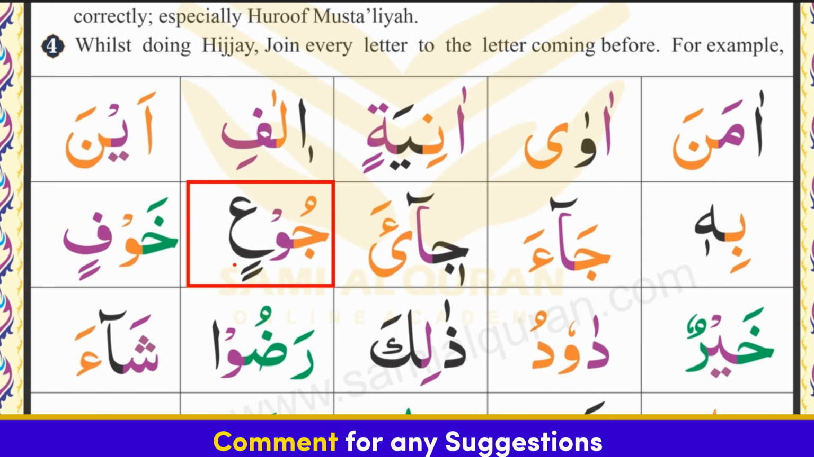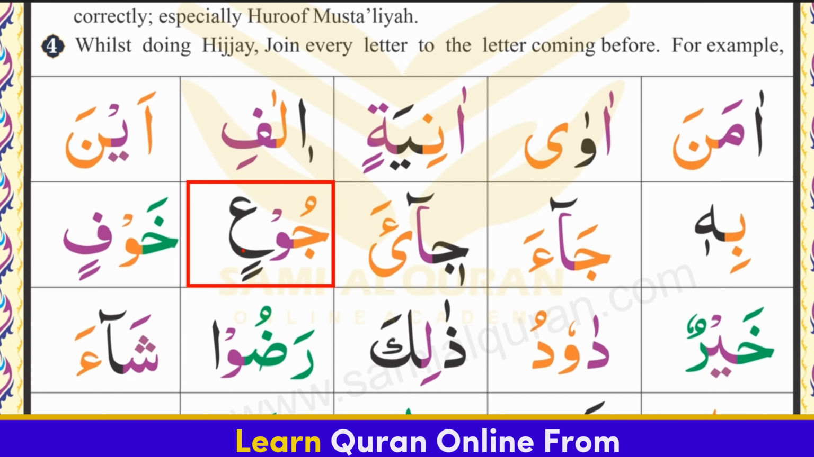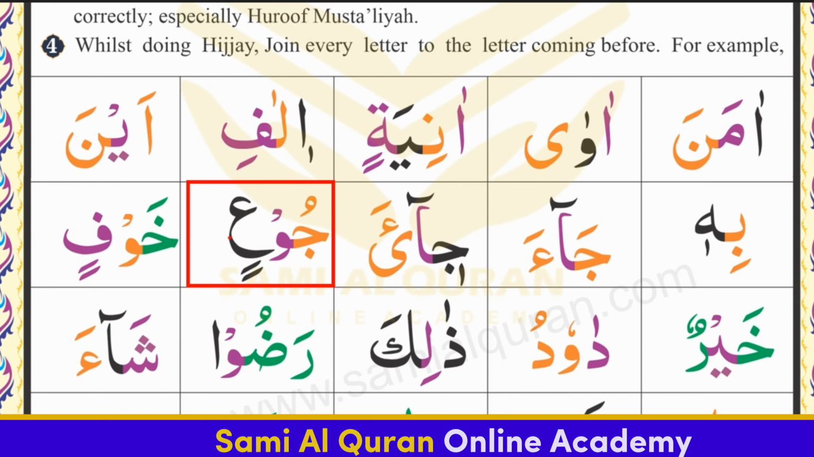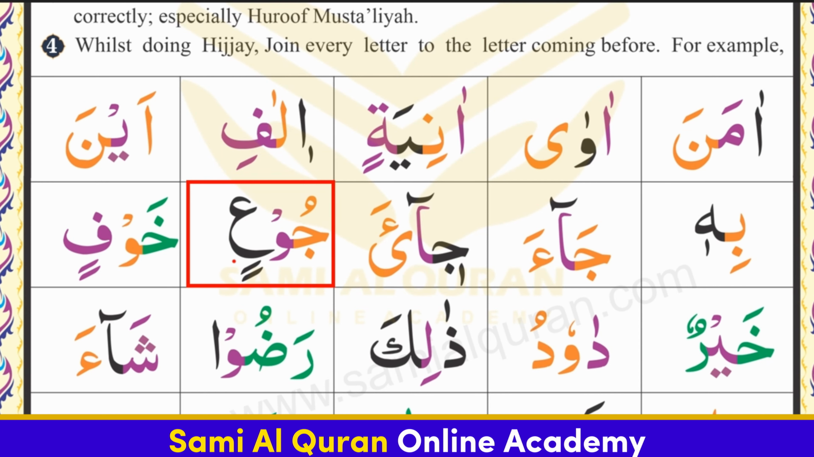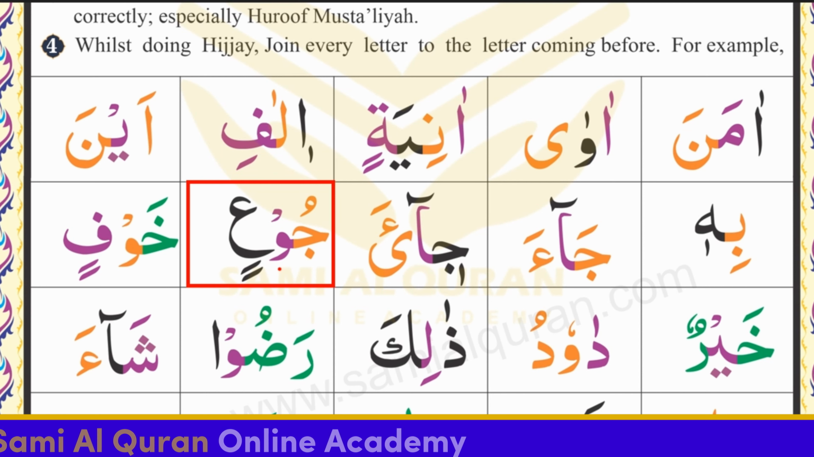Ain double kasra ain, ju ain, ju'ain, waqfan, ju'a. And special care in the ain, pronounce the ain carefully, ju'ain, waqfan, ju'a.